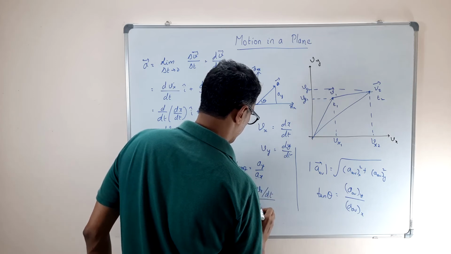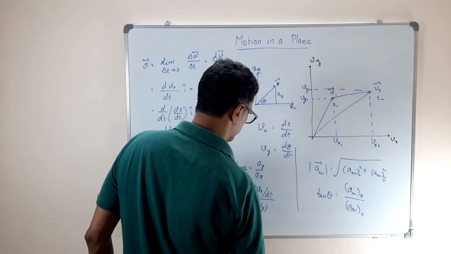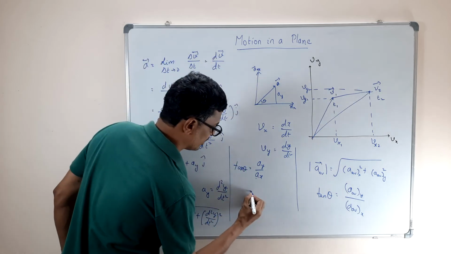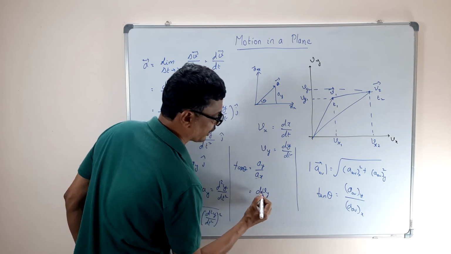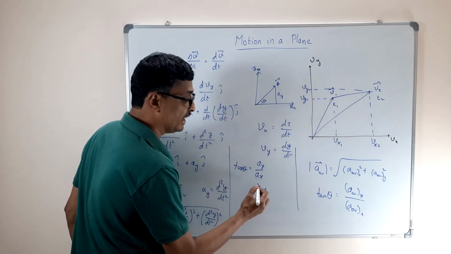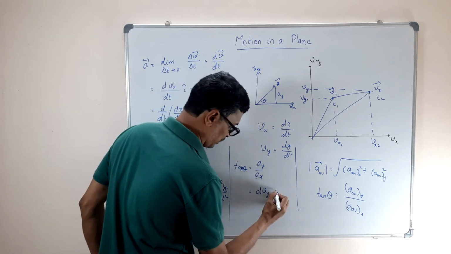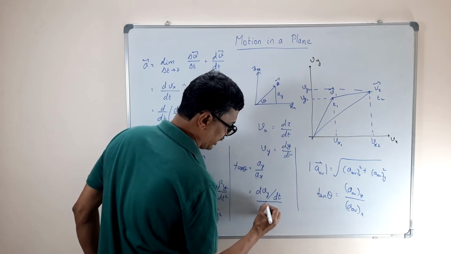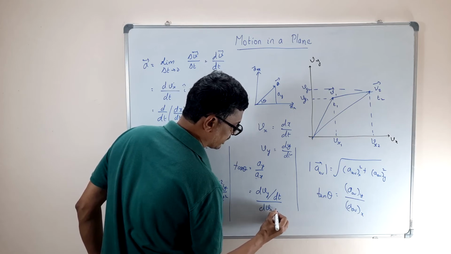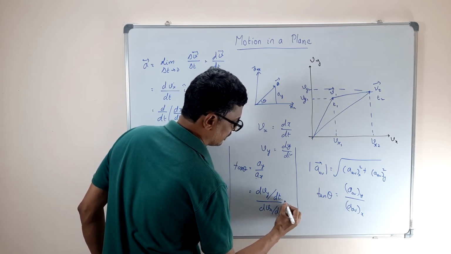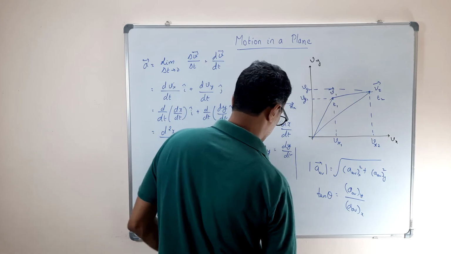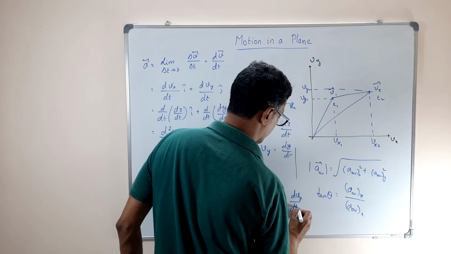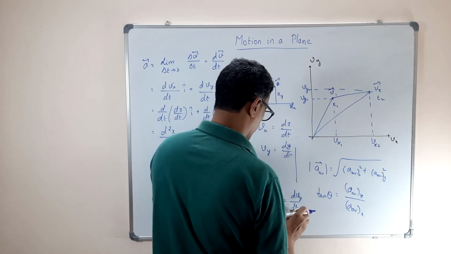This will be dvy by, no, I'm writing in velocity. dvy. If I write square, then it will become d square x, I'll show you. That's where you make the mistake. You shouldn't do it. dvy by dt divided by dvx by dt. Correct. Remember, dvx.